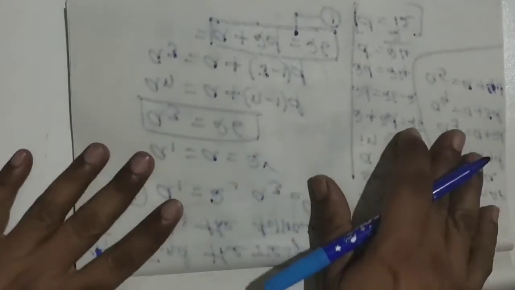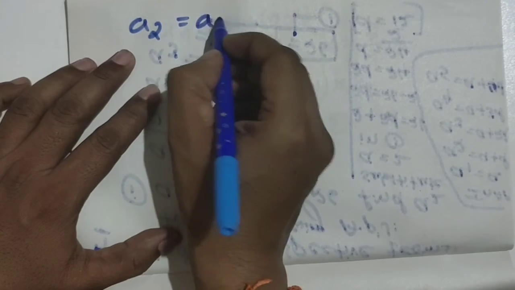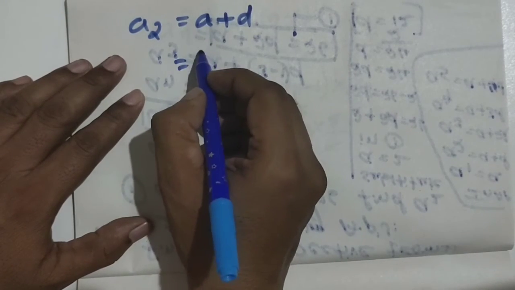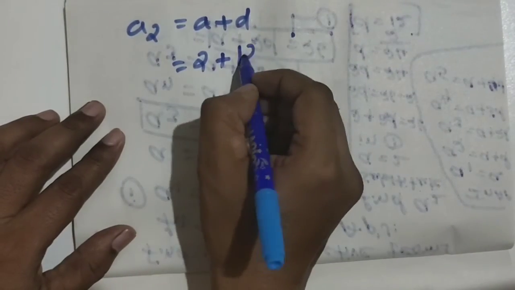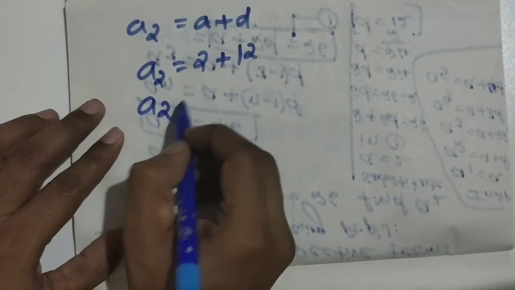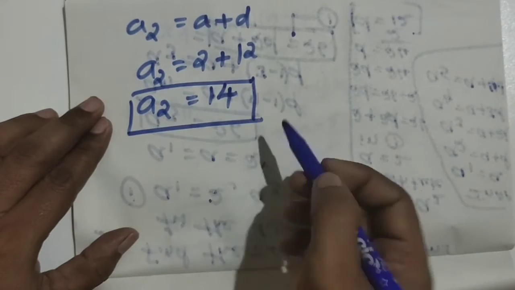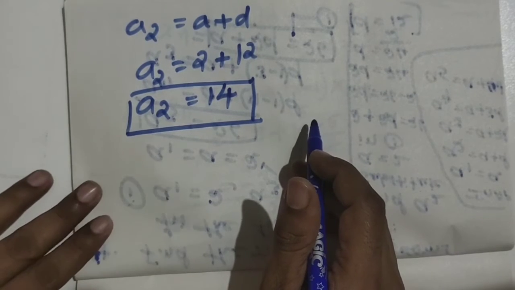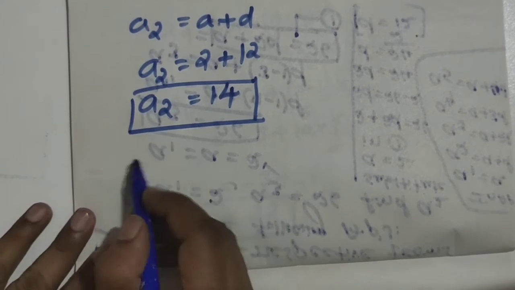Now we need A2. What is the A2 formula? By applying AN, we get A plus 2 minus 1 into D, and 2 minus 1 is just 1D, so simply A plus D. Now the A value is 2 and the D value we got is 12. So A2 is equal to 2 plus 12, which is 14. In this way we can get the A2 value, the second term. Okay, now see the next sums.